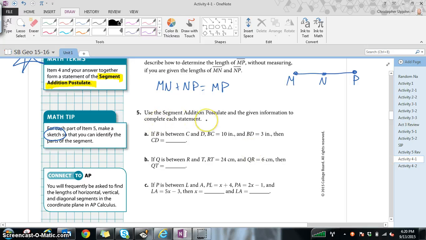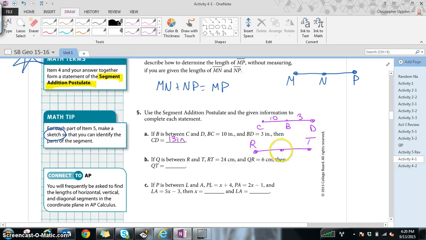Use the segment addition postulate and the given information to complete each statement below. So we have B between C and D. So BC or CB is 10. BD is 3. Then CD is the whole thing, 10 plus 3, 13. Again, not difficult, but I don't want little things like this getting in the way. Oh, 13 inches, don't want to forget units, because we just looked at the problem wrong or did something silly.